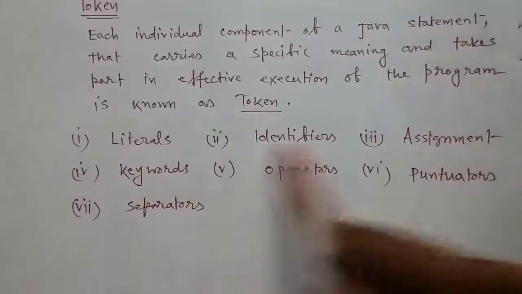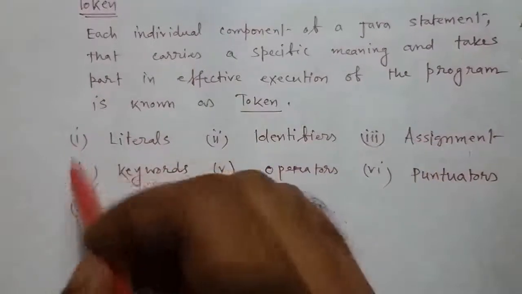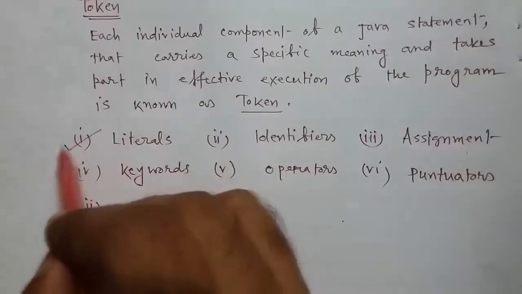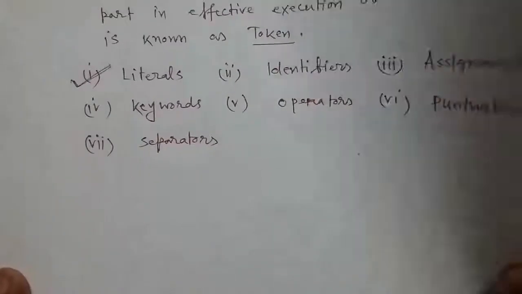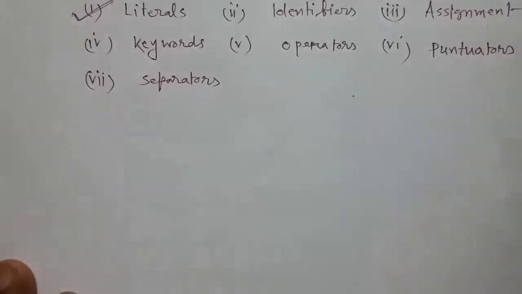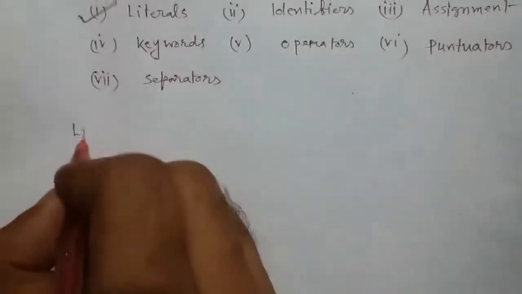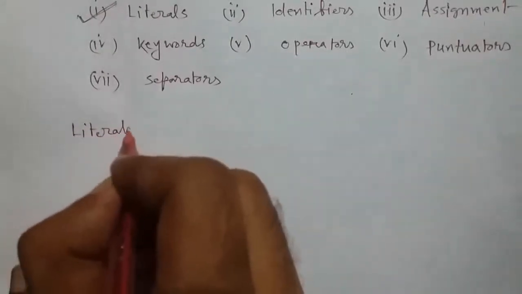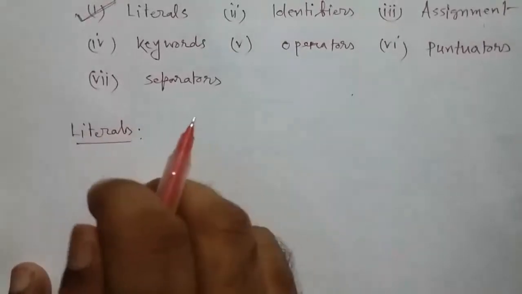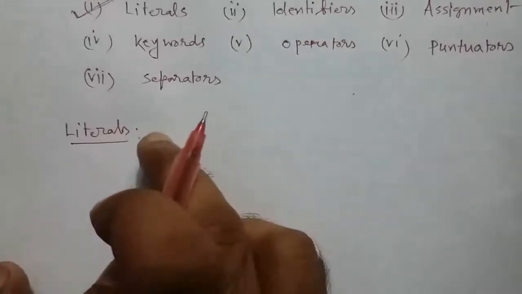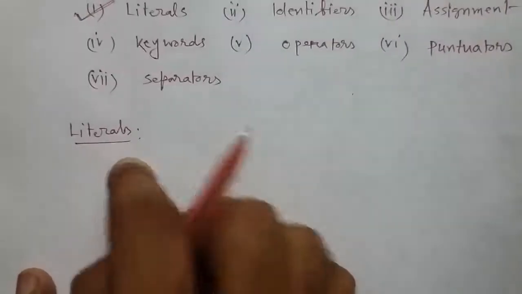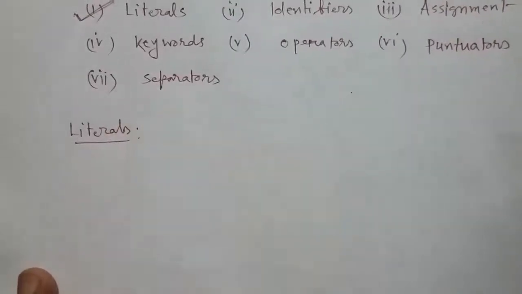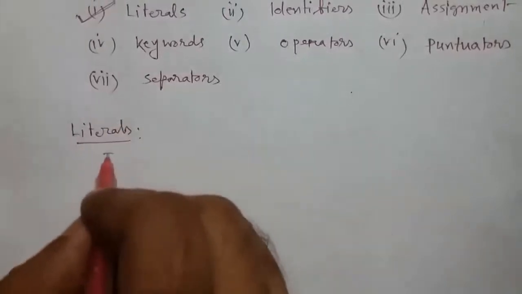So out of these tokens, at first we have to know in detail about literal. Okay, so what do you mean by literals? Another name of literals is constant. A literal is also known as constant. So I'm writing the definition.